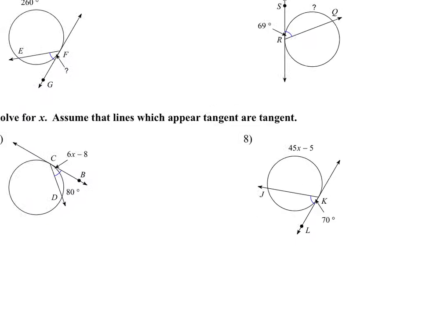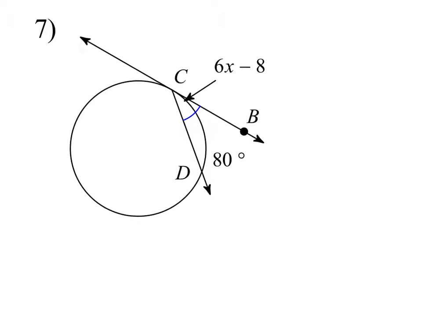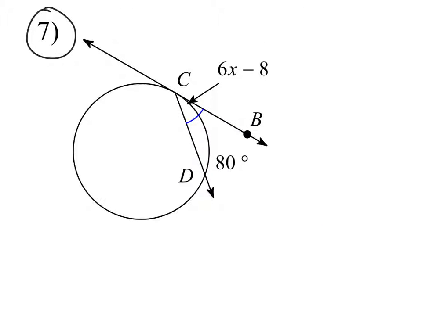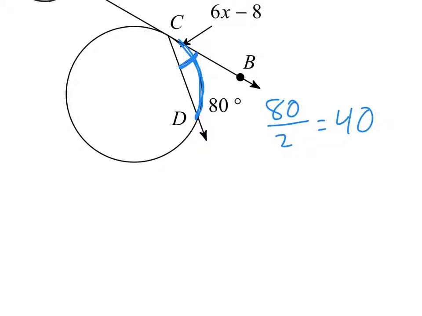Alright, and we can apply some algebra to that as well. Take a look at number 7. We know that this angle BCD is 6x minus 8. And that angle is going to be half of what the arc is. Well, since the arc is 80, half of 80 is 40. So we can set our angle, 6x minus 8, equal to 40.